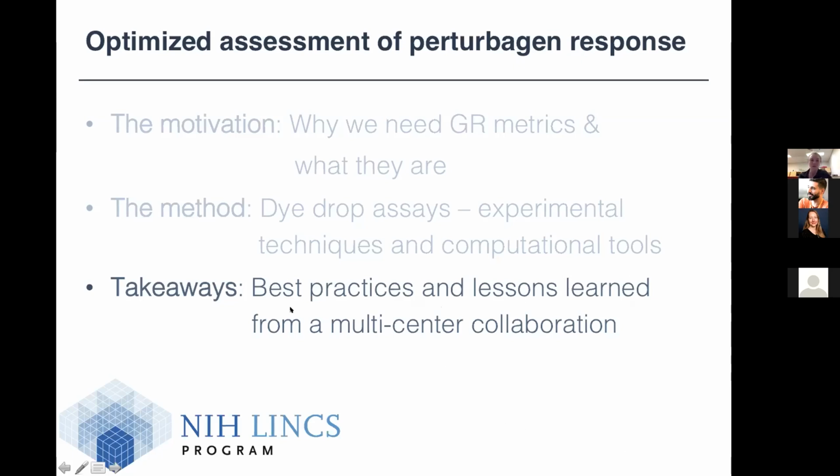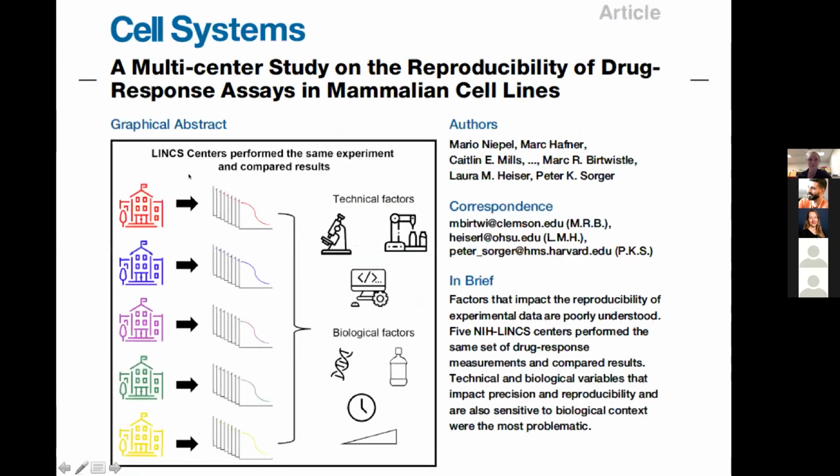Okay, I'll keep going. All right, so again, looking at what we refer to as the MCF10A reproducibility project. Early on in LINCS, we decided that if we're all going to be generating dose response data, we know that there are issues comparing these large dose response studies. We had better be sure that we can at least generate reproducible data across LINCS centers.